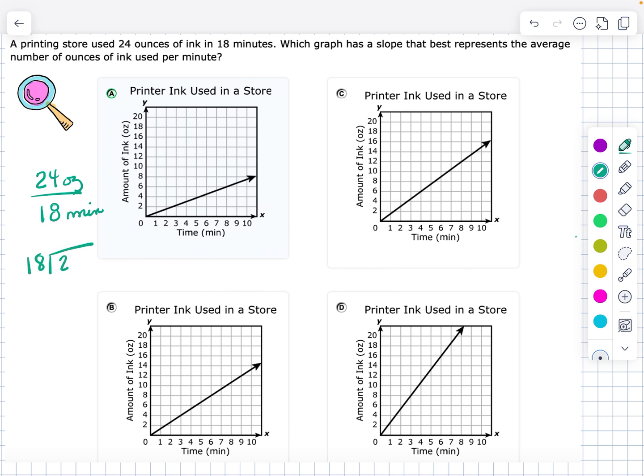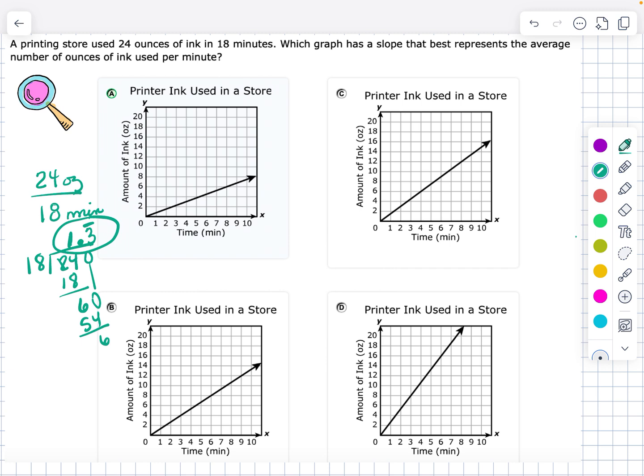So 18 into 24, and you probably have a calculator, but this is what I'm working with. So 18 into 24 is 1, with 6 left over. We put a decimal, and 60, 18. 3 times 18 is 54, and 6 left over. So that's going to be repeating, so that's going to be 3 repeating. Okay, so what this is saying is that for every minute I'm using 1.3 ounces of ink.